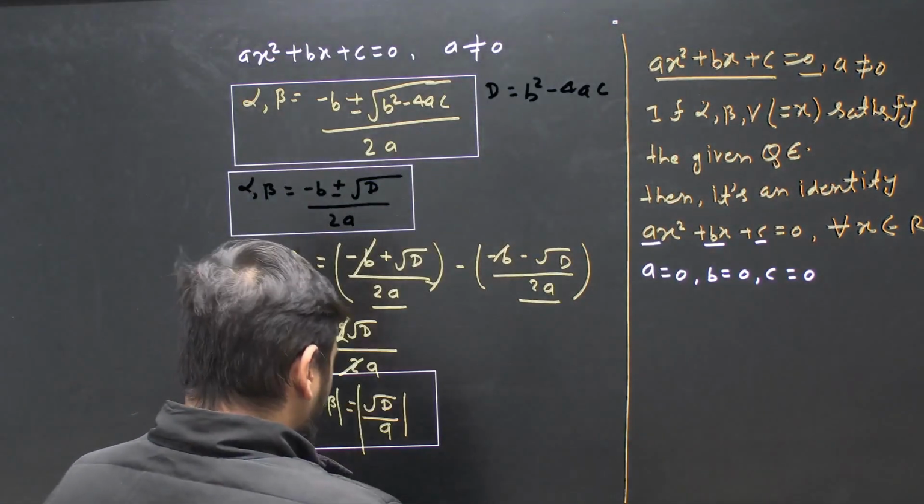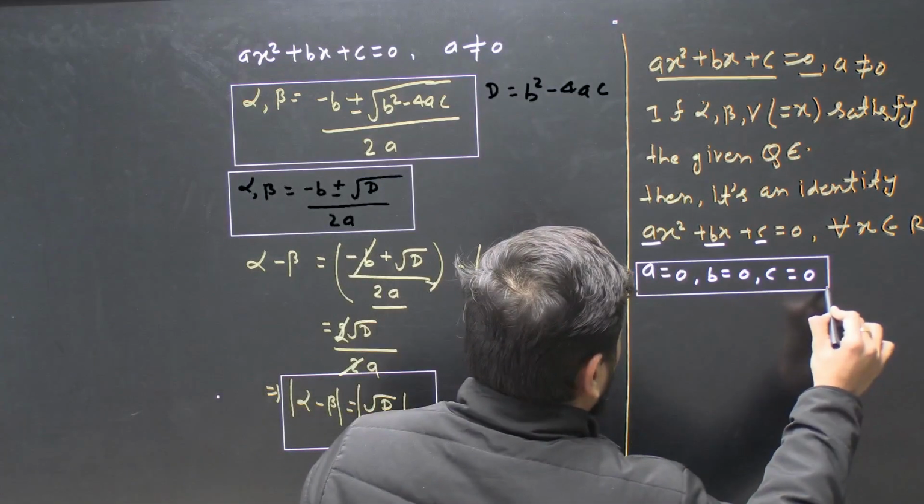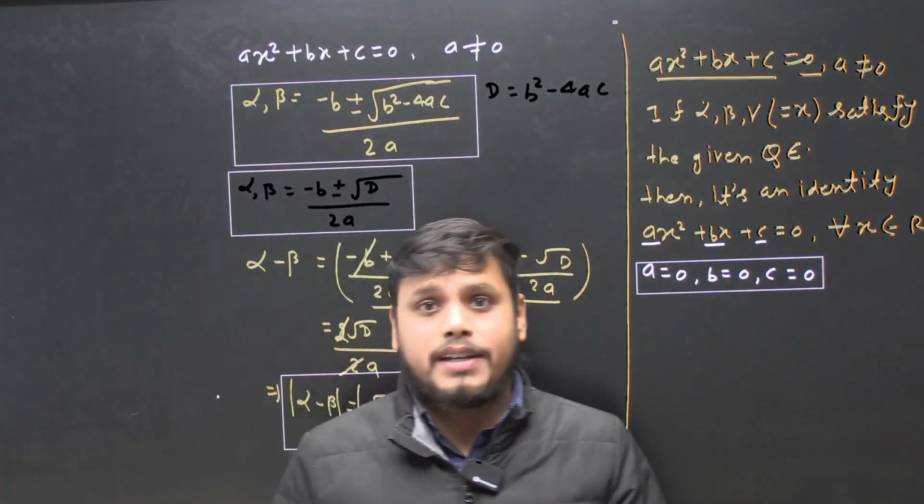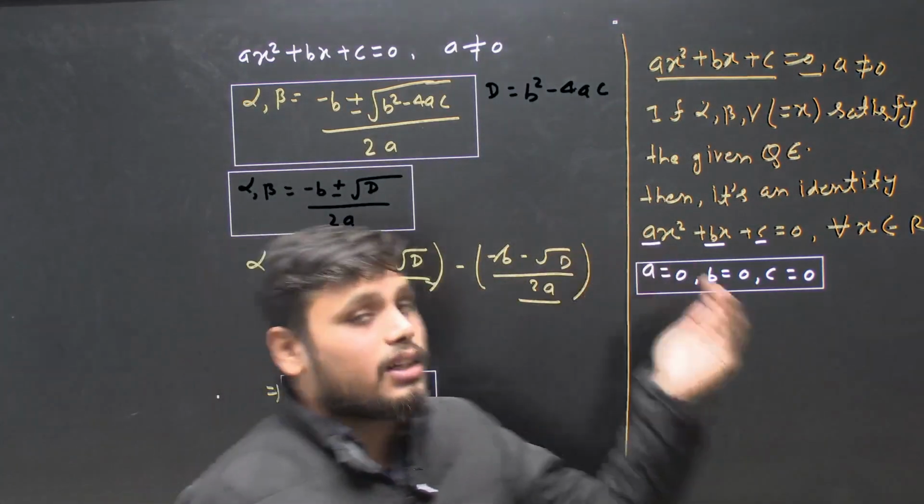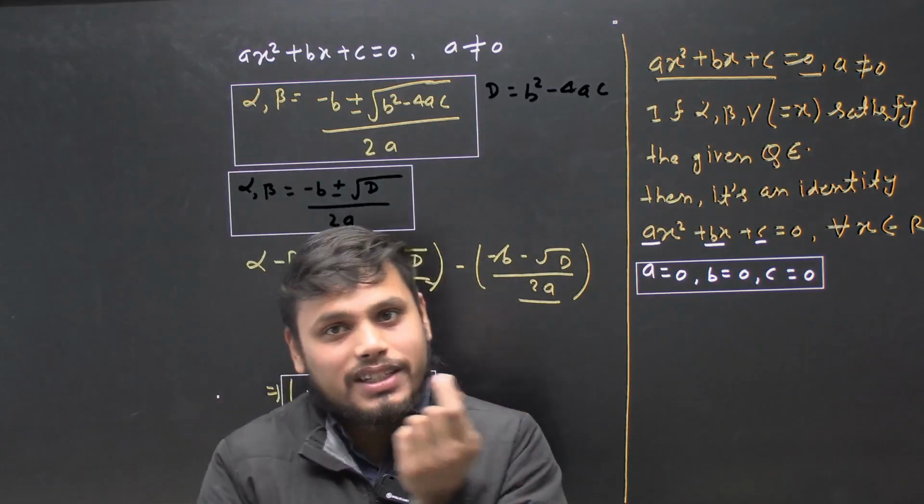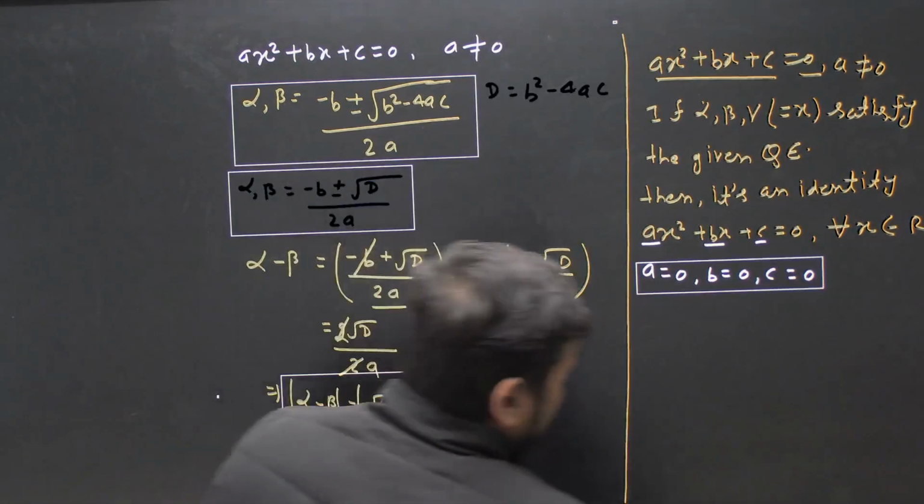Actually, sometimes questions are asked on the basis of this information, or it is used many times in between the questions, right? So you always need to pay attention: if a quadratic has more than two roots, then its coefficients are equal to 0. So let's solve a question on the basis of this information.